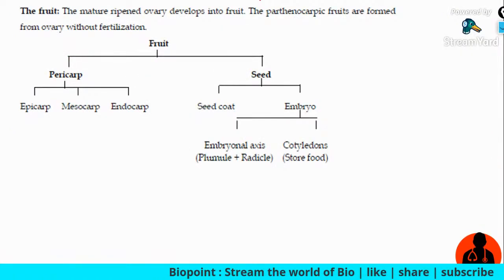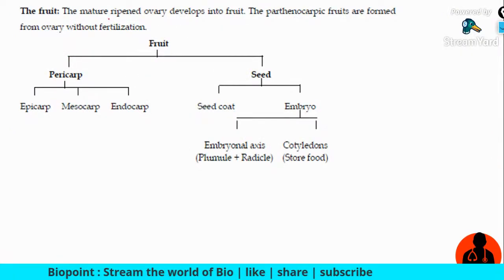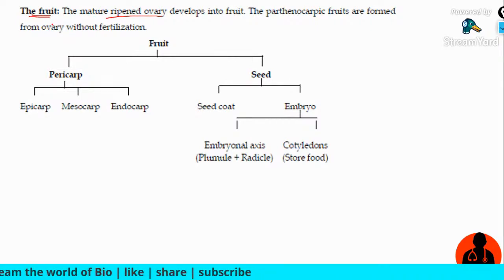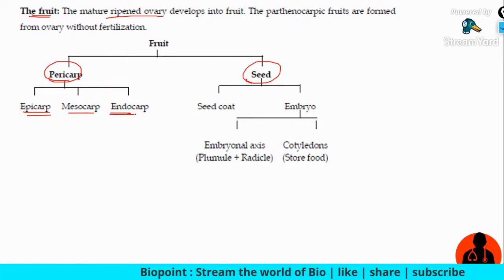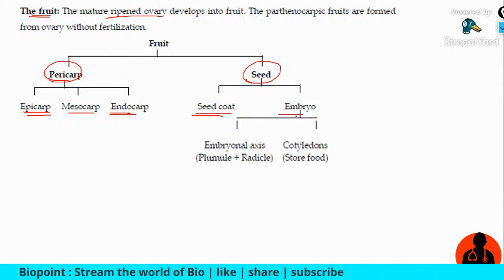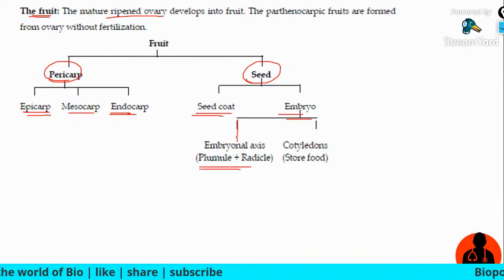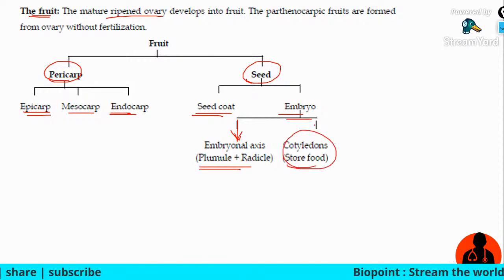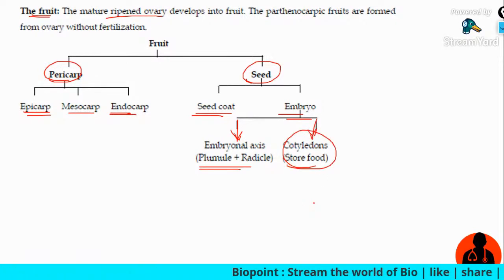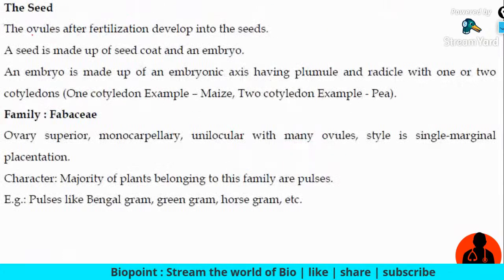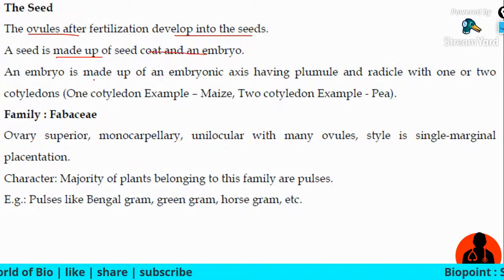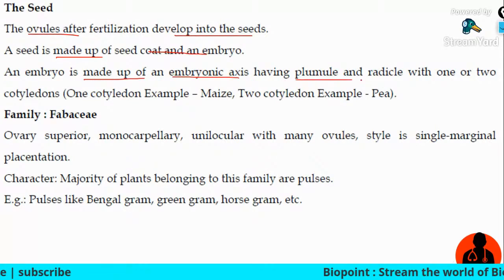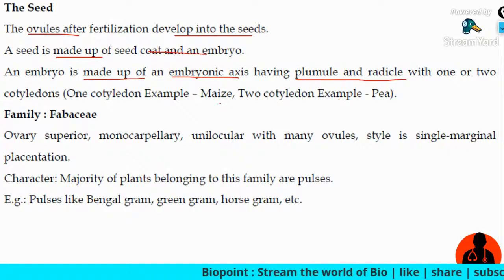So before we move on to the flower, we have a small portion that is a fruit. Mature ripened ovary is the fruit and mature ripened ovule is the seed. Fruit has the pericarp and seed. Pericarp is epicarp, mesocarp and endocarp. Seed coat and embryo are the parts of seeds. Embryo can be plumule plus radicle, which is actually the embryonal axis, and the cotyledons that store food is the second part. Done. The ovules after fertilization develop into the seeds. A seed is made up of seed coat and an embryo. An embryo is made up of embryonic axis having a plumule and radicle with one or two cotyledons.